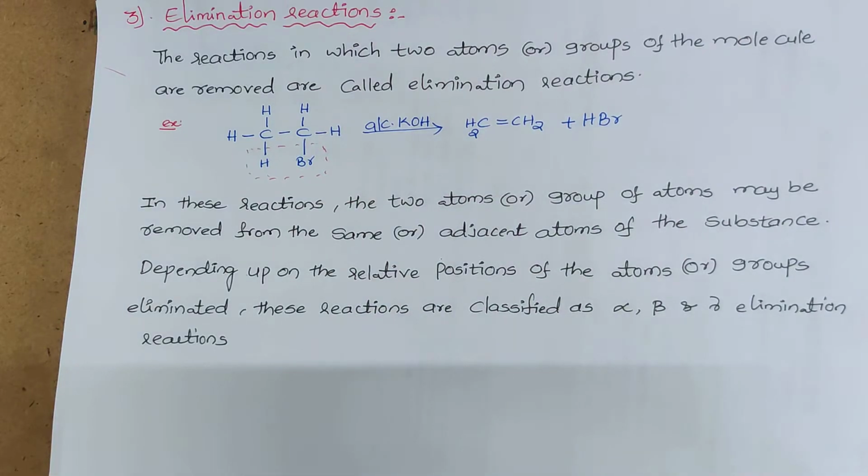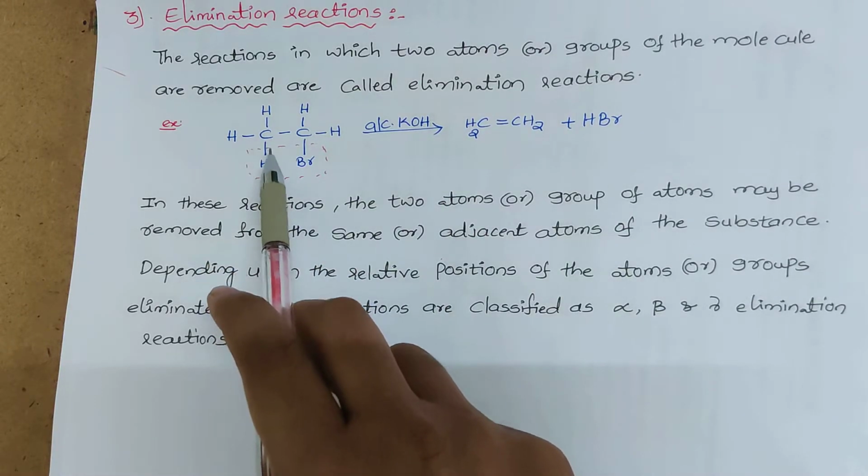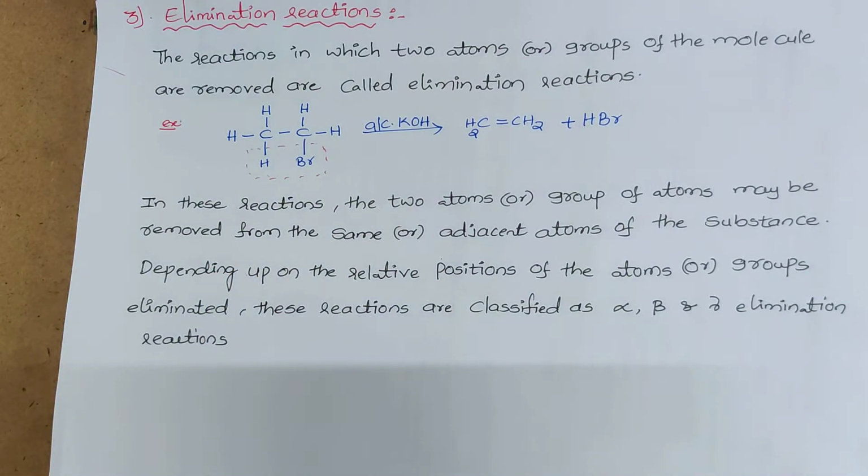Generally in these reactions, two atoms or groups of atoms may be removed from the same carbon atom or sometimes from adjacent carbon atoms of the substance. Depending on whether it is removed from the same carbon atom or adjacent carbon atoms, the elimination reactions are classified into three types: alpha elimination, beta elimination, and gamma elimination reactions.